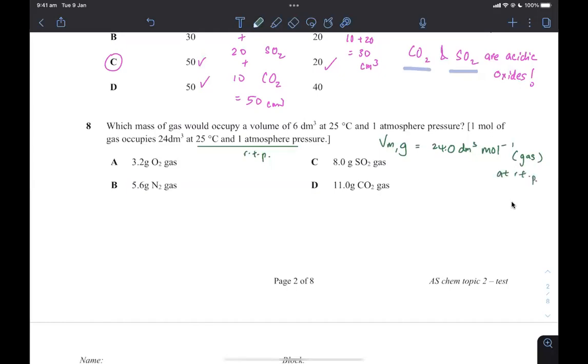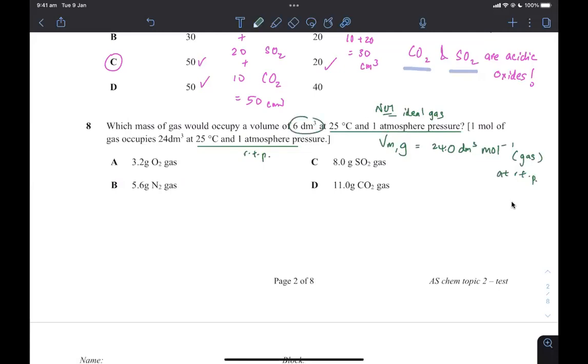So at the same temperature, at the same pressure, this means this is not an ideal gas question. If the temperature changes, if the pressure changes, then you use the ideal gas equation. But it is still the same condition, so we don't need to use the ideal gas equation at all. In terms of that, they want a volume of 6 dm cube.